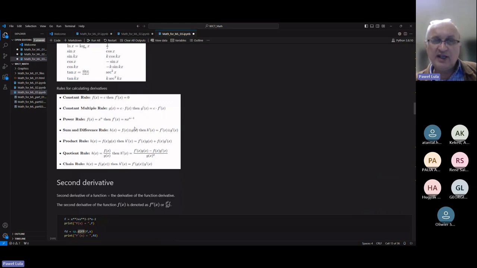We were talking about derivatives. These derivatives are also called first derivatives, because it is possible to calculate also second, third, and further derivatives. The second derivative of a function is a derivative of the derivative. So we have a function, then the second derivative of this function is equal to the derivative of the first derivative.